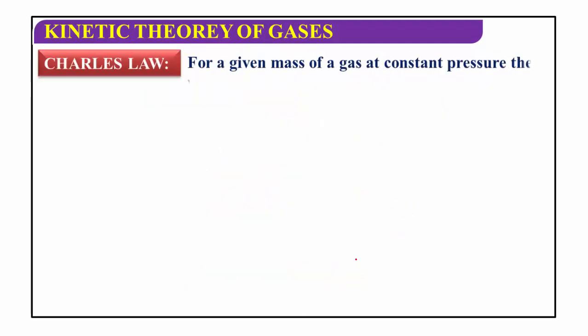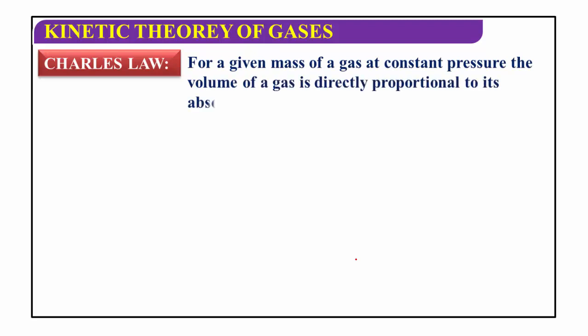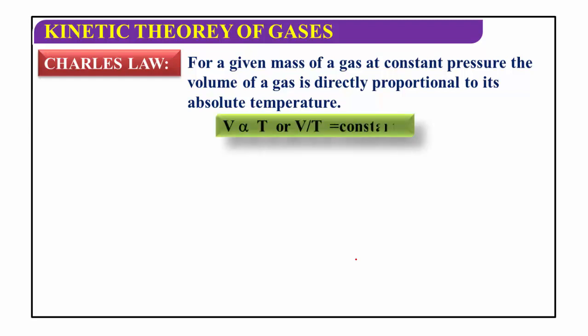In this law, it states that for a given mass of a gas at a constant pressure, the volume of the gas is directly proportional to its absolute temperature. For a given mass of a gas at a constant temperature, pressure is inversely proportional to volume. That is called Boyle's law.